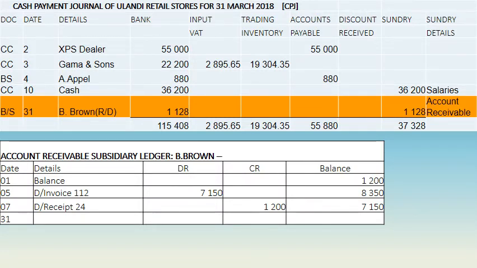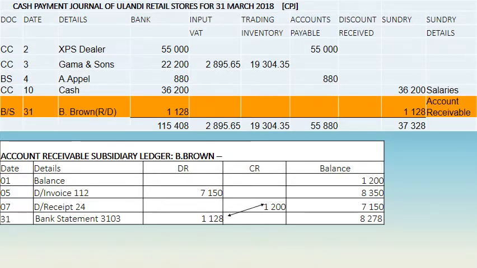In the accounts receivable for B. Brown, the entry will be recorded at the end of the month. The details of the entry will be the bank statement number 3103. Because it's an RD cheque, it will be reversed on the debit side, and the entry will be 1,128 rand. And the new balance under the balance column will be calculated as 8,278 rand.